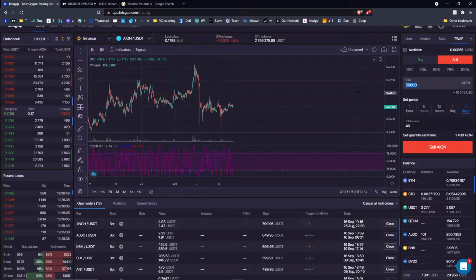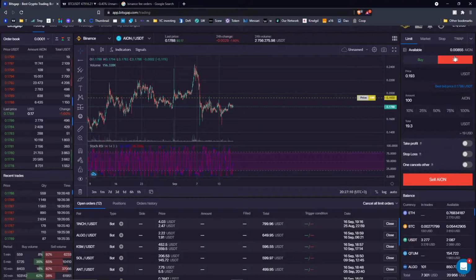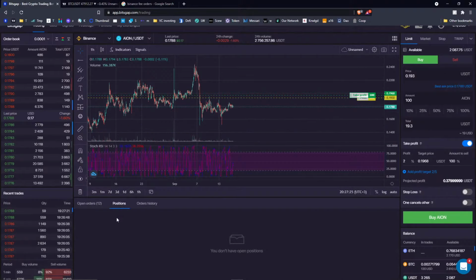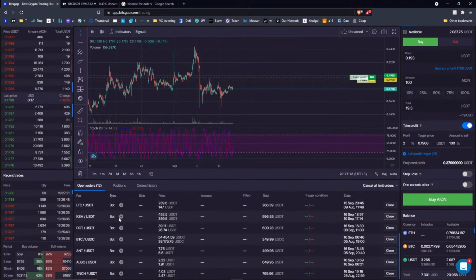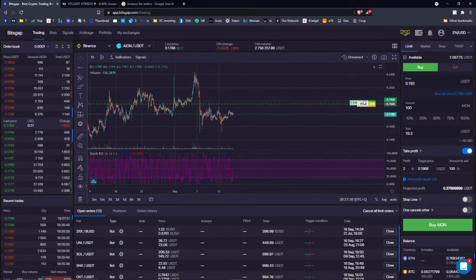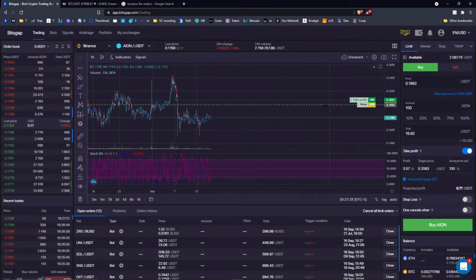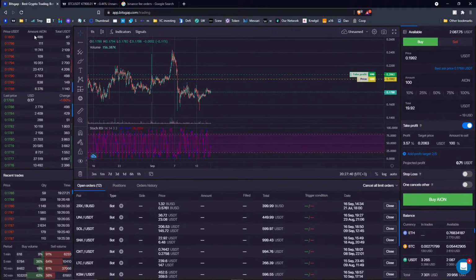So that's pretty much about the orders. What I like about the limit buy order or limit sell order is that you can set multiple take profits. So for example, why is that? Order positions. I'm not sure why it's not loading this order we set with you. This yellow one, it should be here in the list.